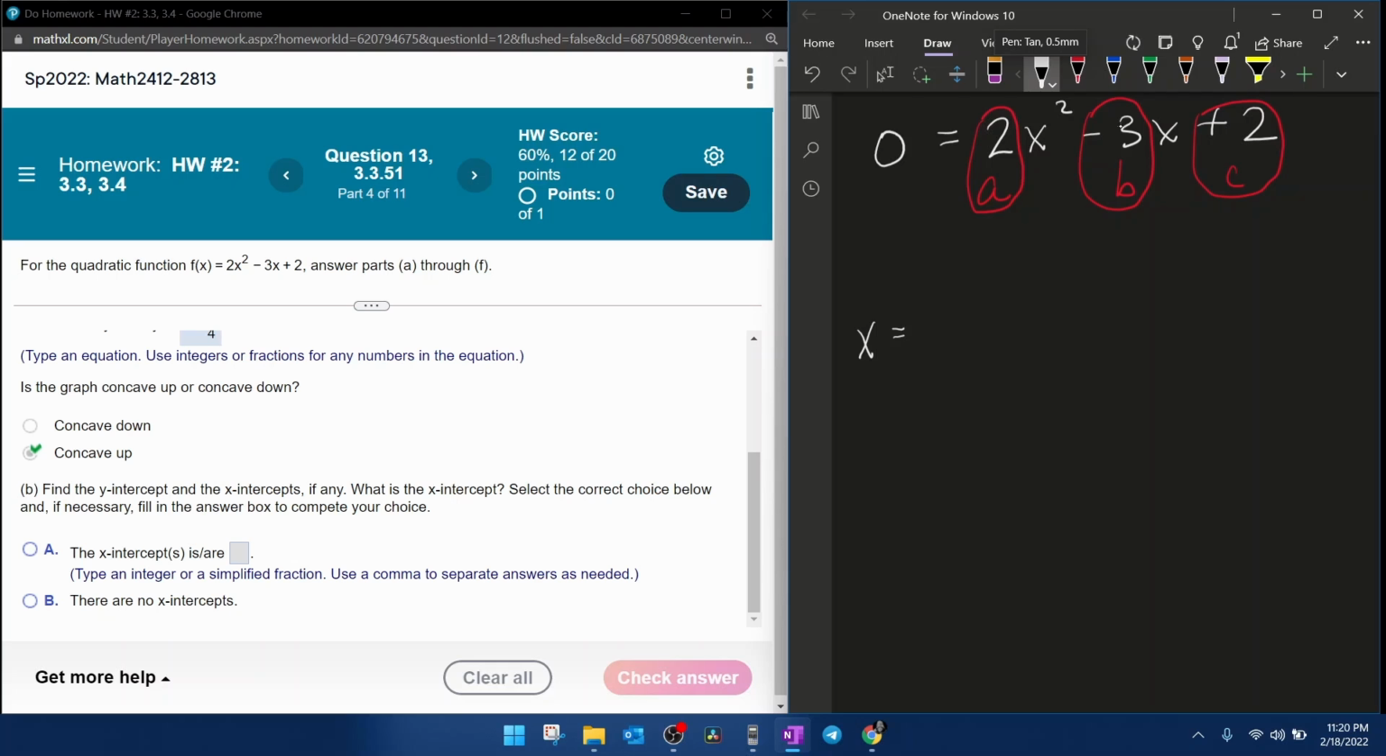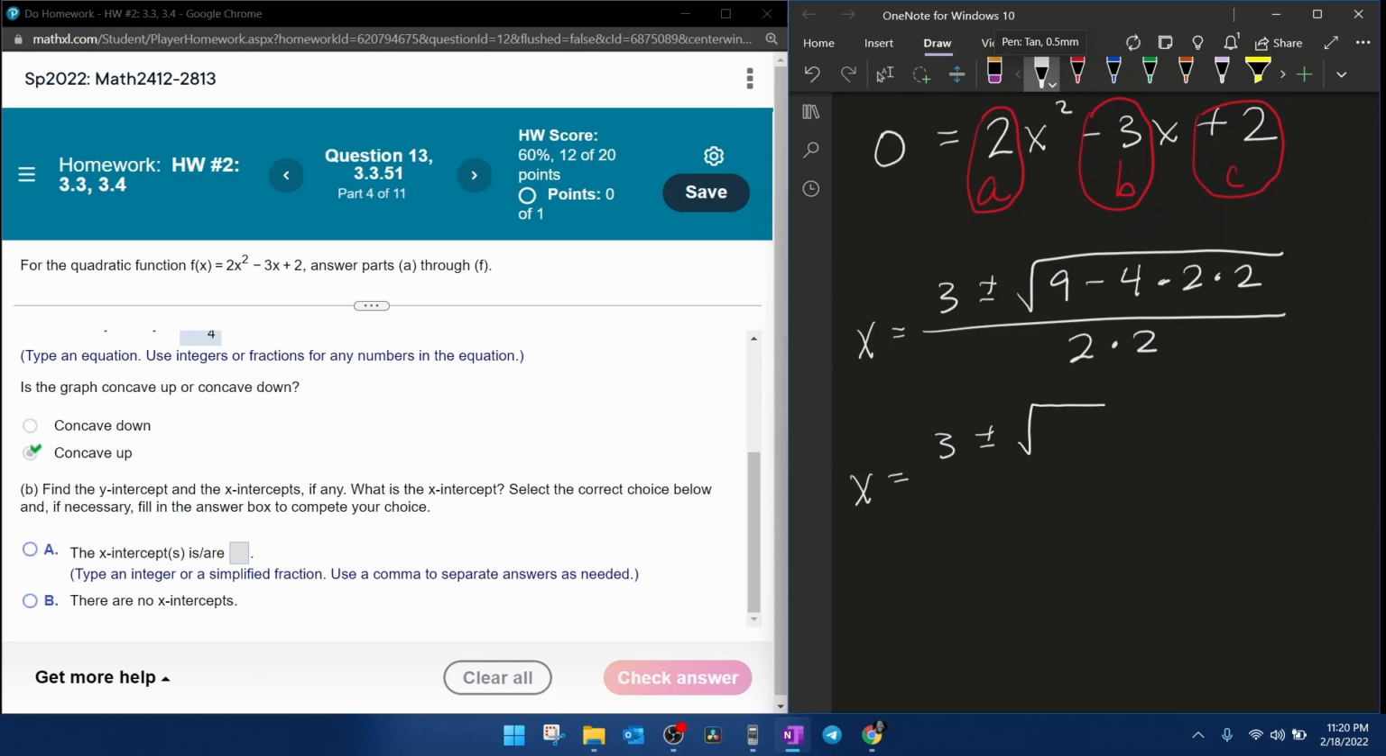That is negative b, since b is already negative, that makes it a positive b, plus or minus the square root of b squared, negative 3 squared is 9, minus 4ac. 4 times 2 times 2, all over 2a. And then we need to simplify. 3 plus or minus square root of. That's going to be 9 minus 4 times 2 is 8, times 2 is 16.